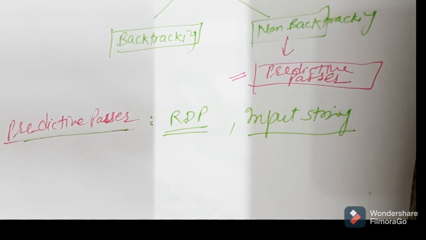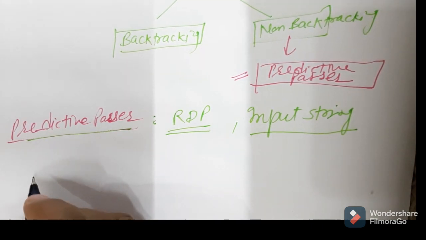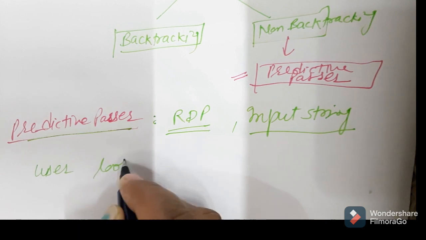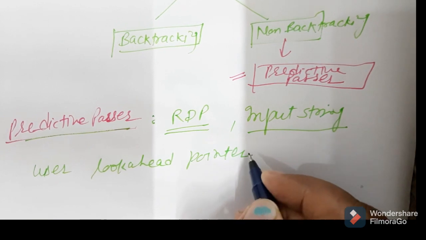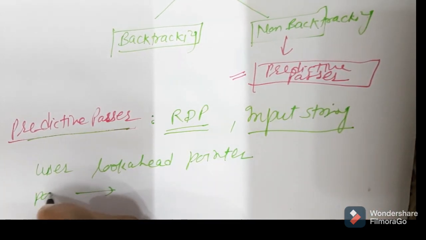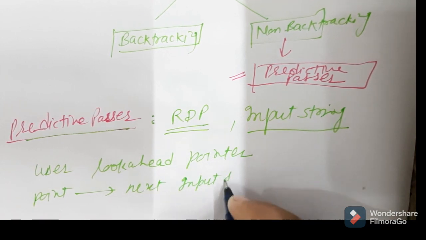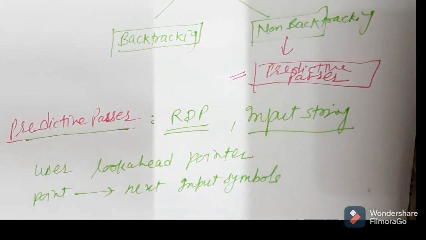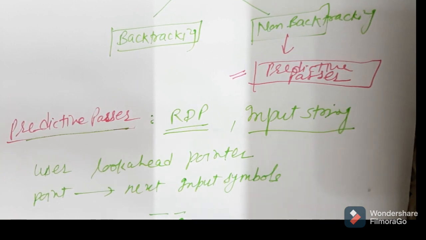And to accomplish the task, means how it works, it uses look ahead. Look ahead is a kind of pointer which points to the next input symbol. We have an input string, so look ahead always points to the next input symbol.